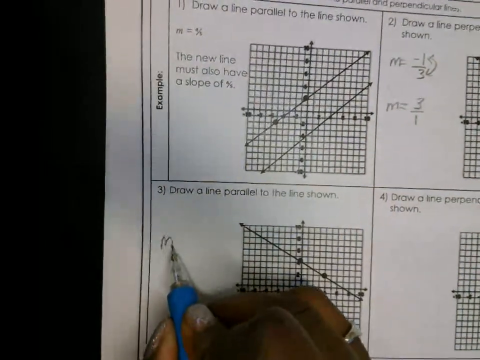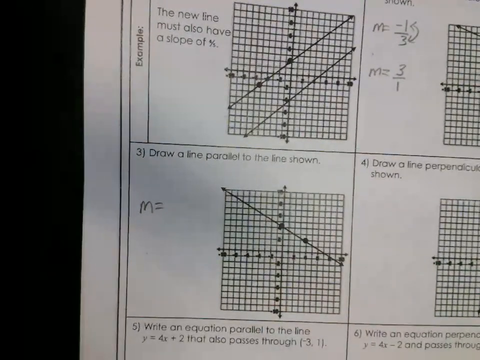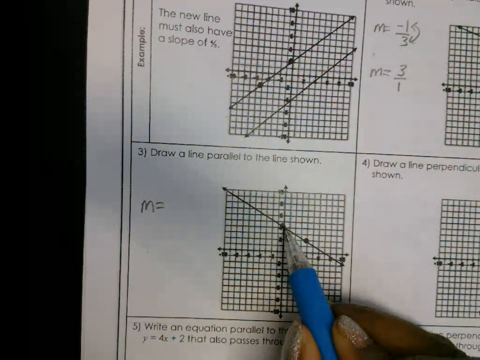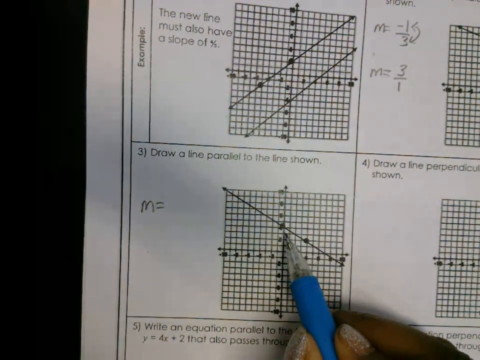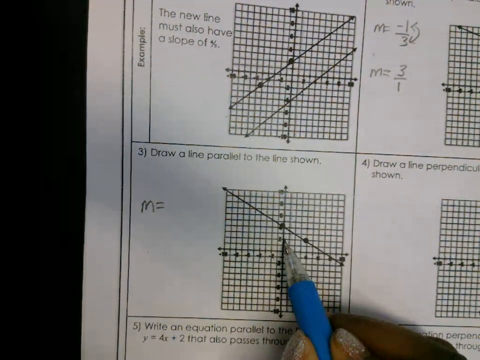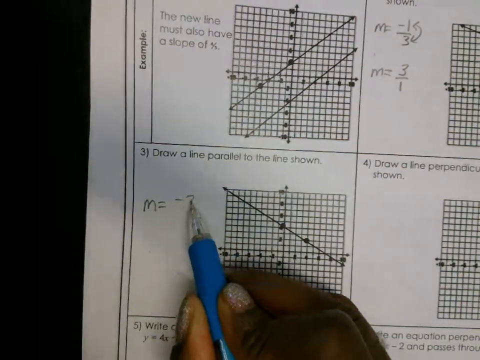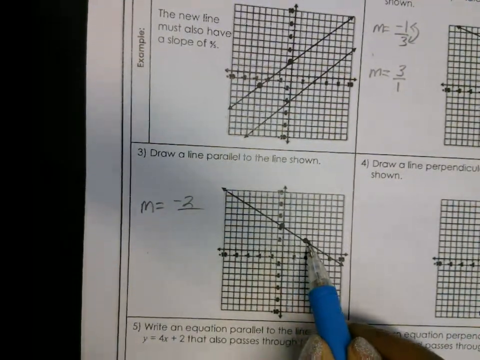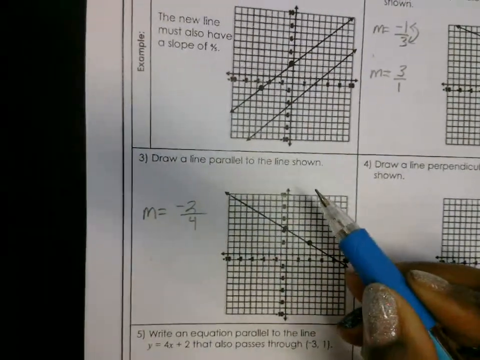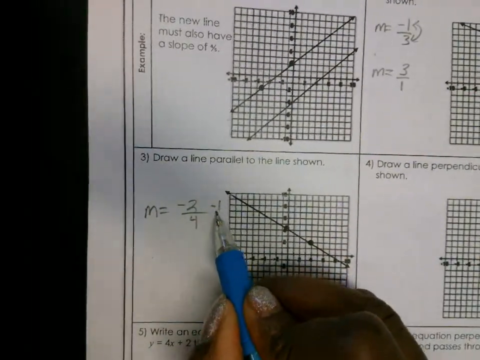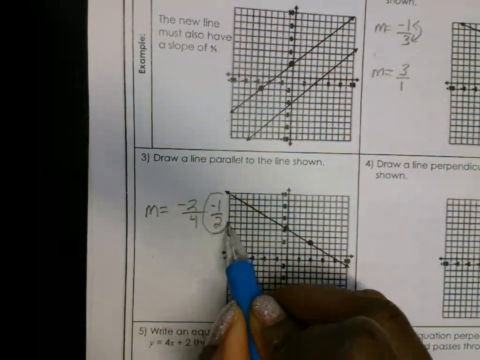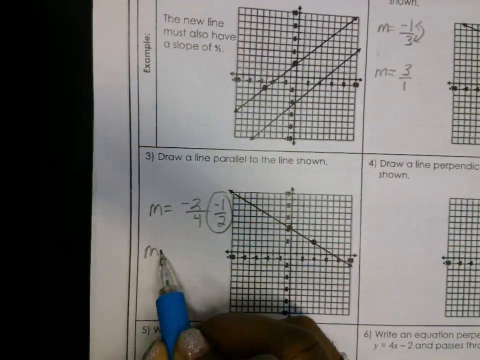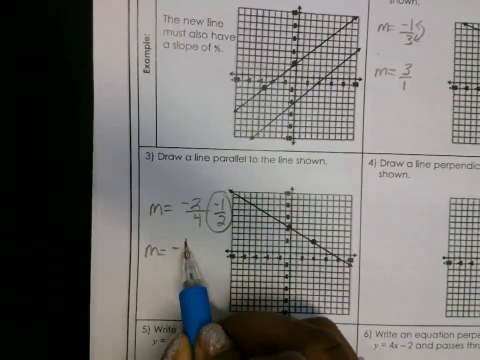All right, let's do a line that's parallel. Find the slope. Remember, slopes are the same. So the slope here is going to be negative 1, 2, and positive 1, 2, 3, 4. When I reduce that, it's going to be a negative 1/2. So the slope of the line that's parallel has to also be a negative 1/2.